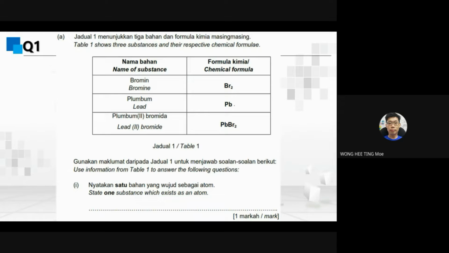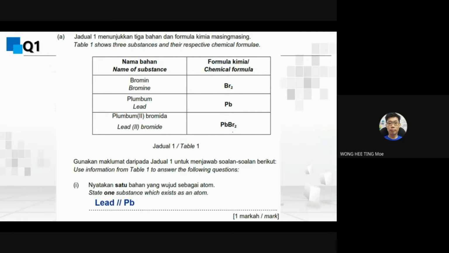Okay. The formula is very simple. So which one will be the atom? It's the lead. Okay, an atom is a single atom, a single particle. So it will be lead. This one you can use the name or you can use the formula.